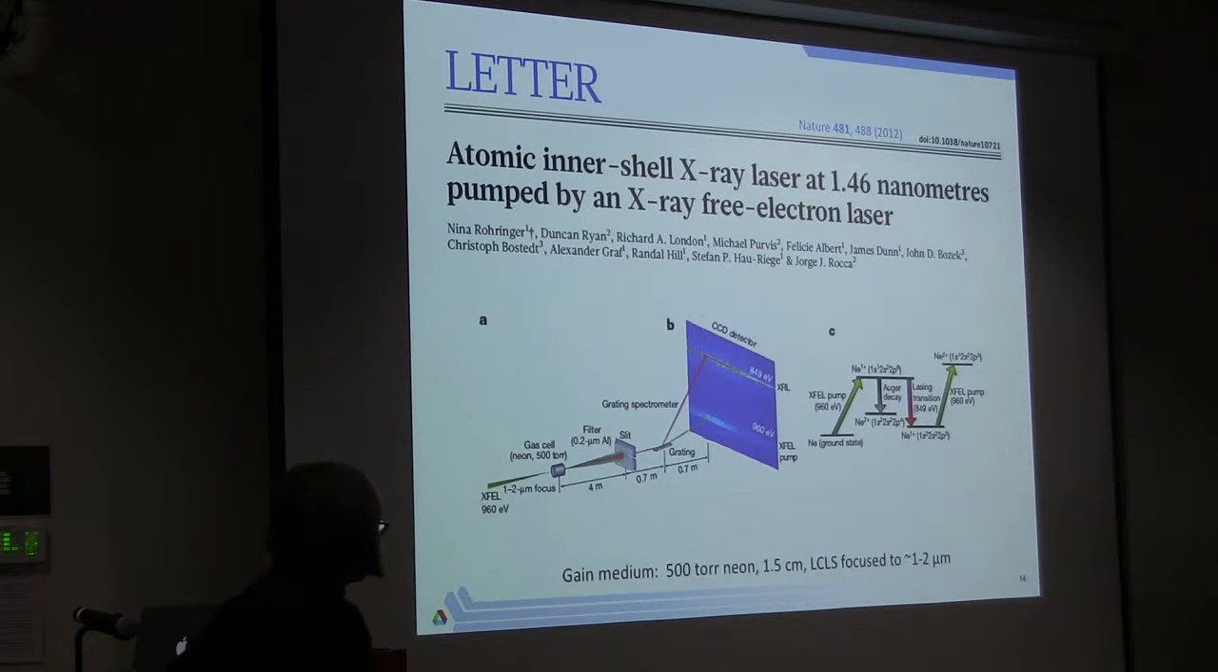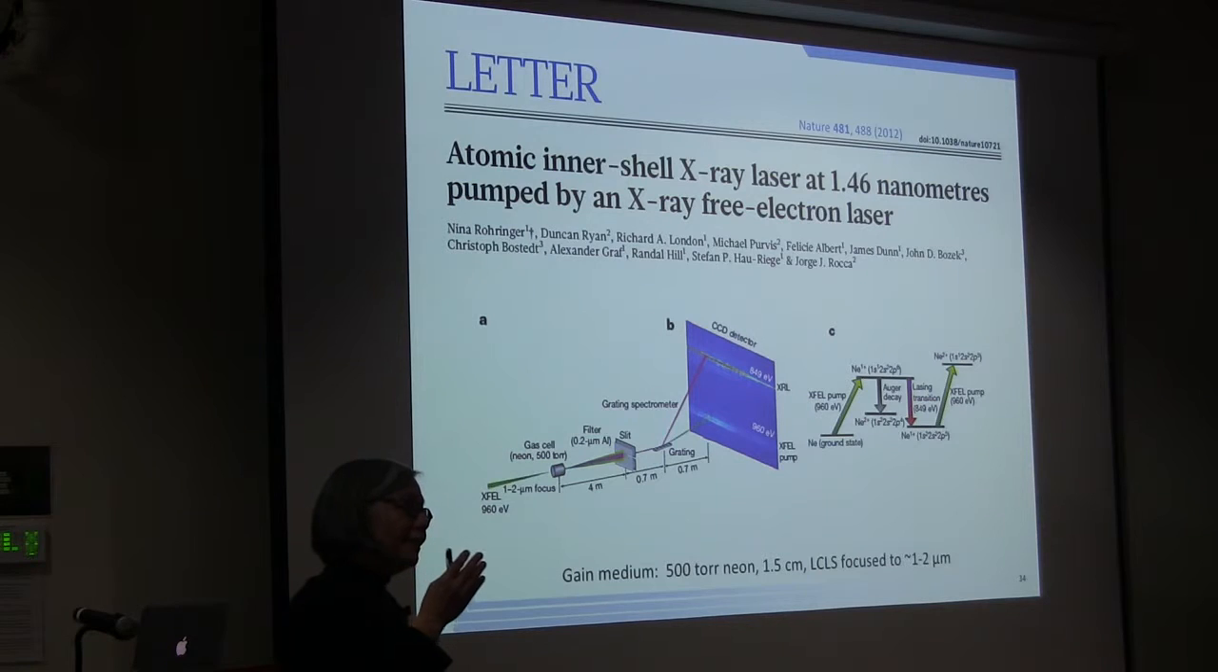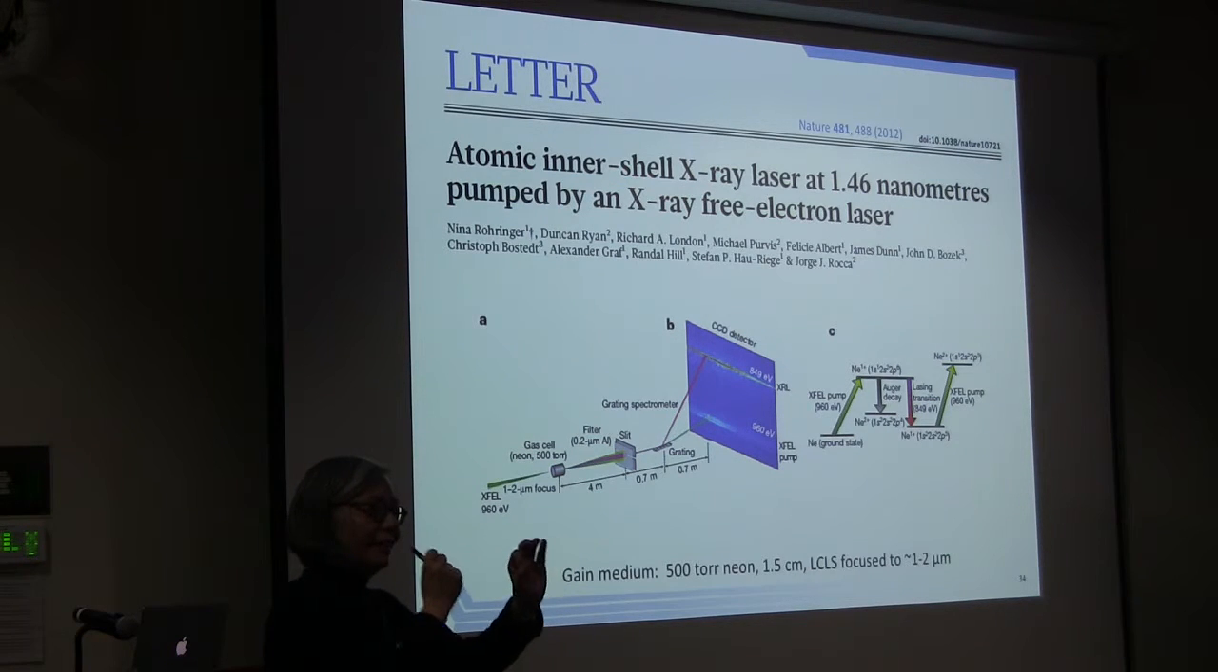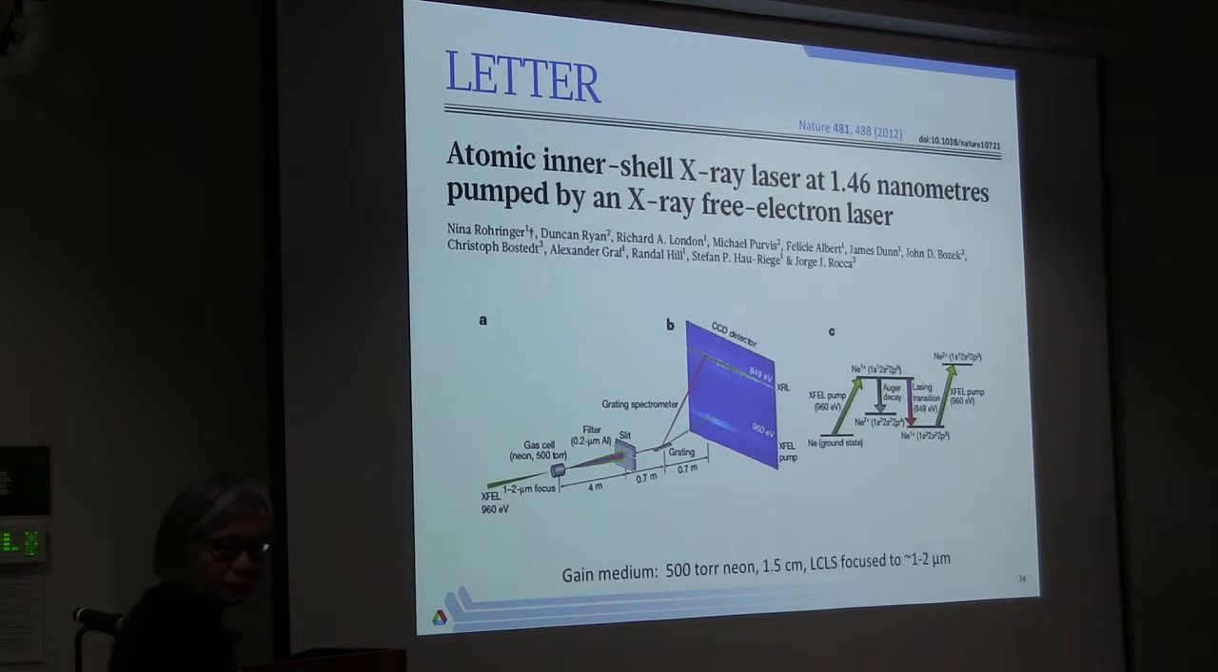This atomic inner shell laser is an amazing thing, because all it is is a gas cell full of neon, at about 500 torr, a couple of centimeters long. You shine the XFEL into this gas cell, and it creates a population inversion all along the gas cell. The spontaneous emission emitted at the front gets amplified as it goes all the way through.